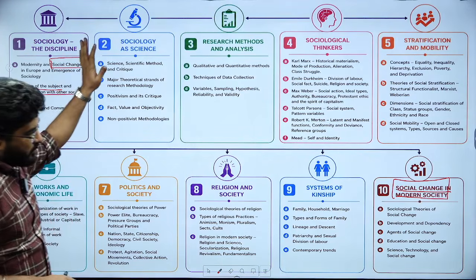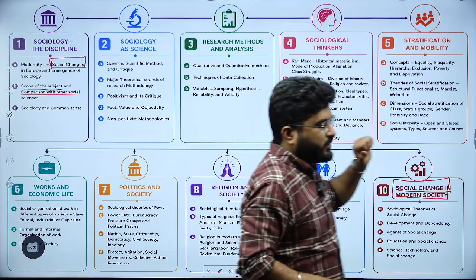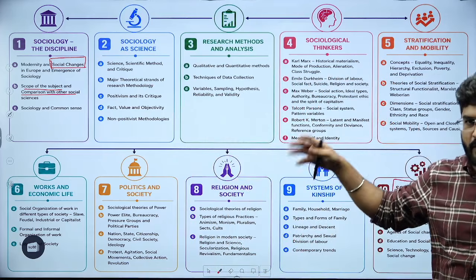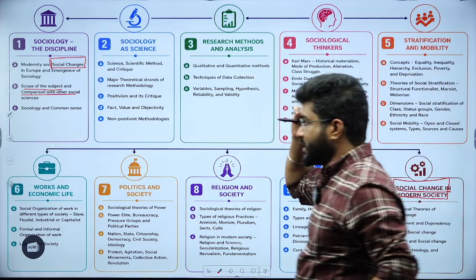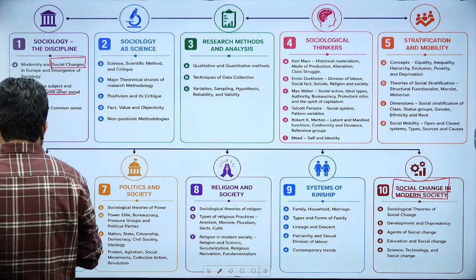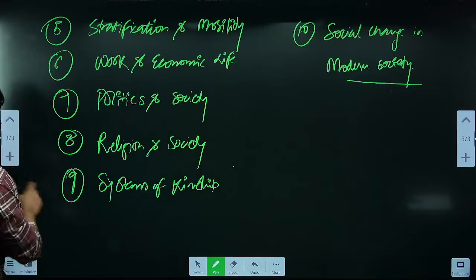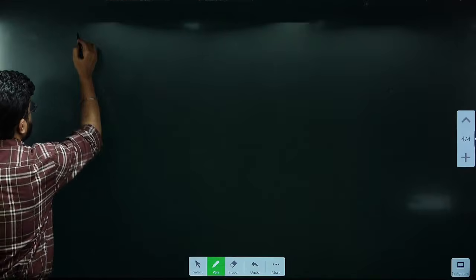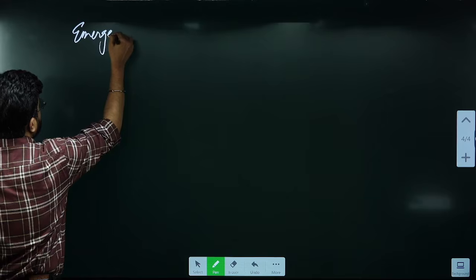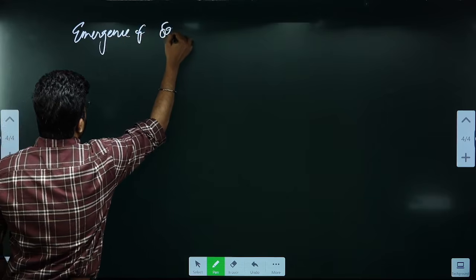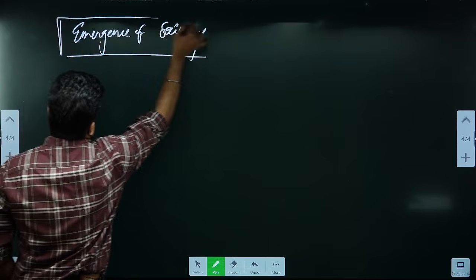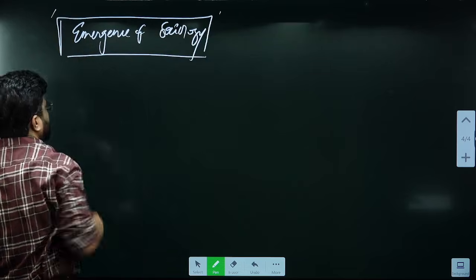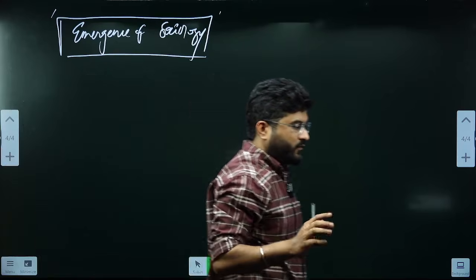Now, I'm not going to dive deep into understanding the different parts of other chapters, which we will be doing in the subsequent lectures of ours. So let's move forward to understand what our today's agenda is. So today we are going to read about the first emergence of sociology, that is, how sociology as a subject, as a discipline emerged, what were the reasons for it, and why it emerged.